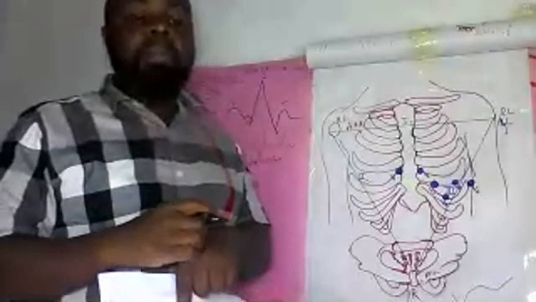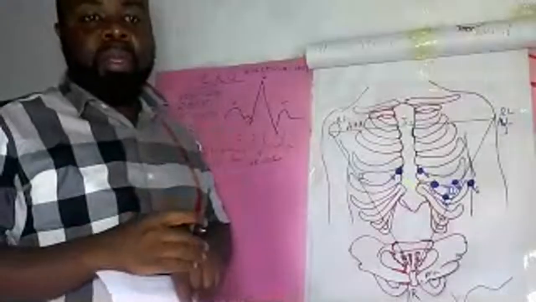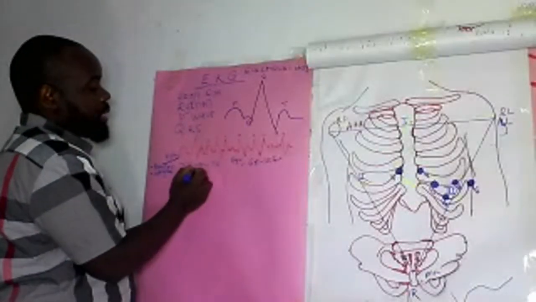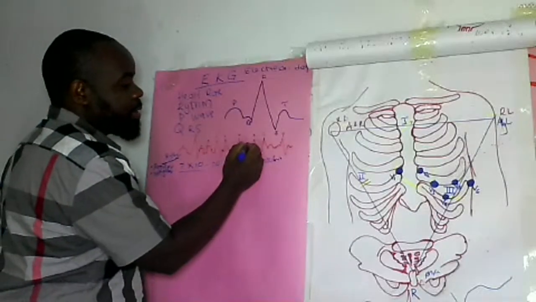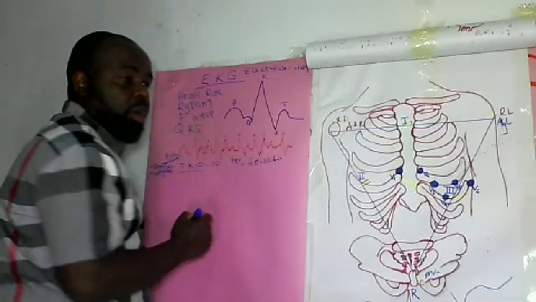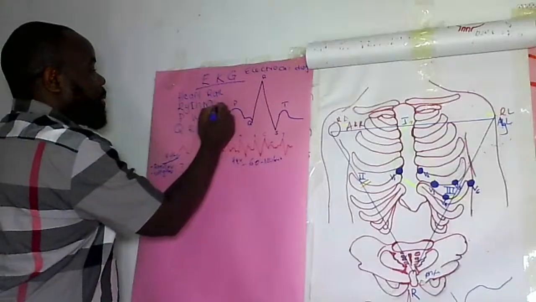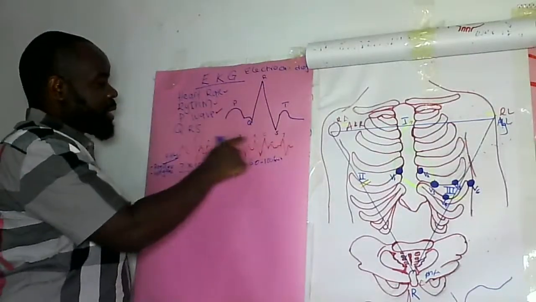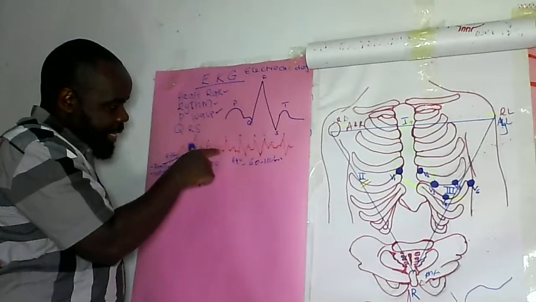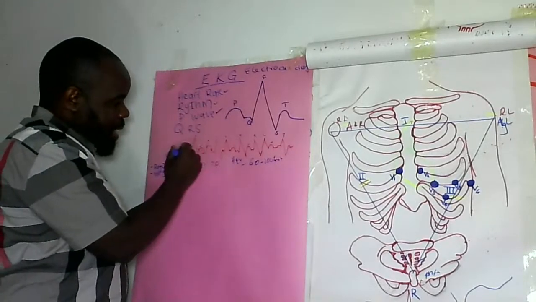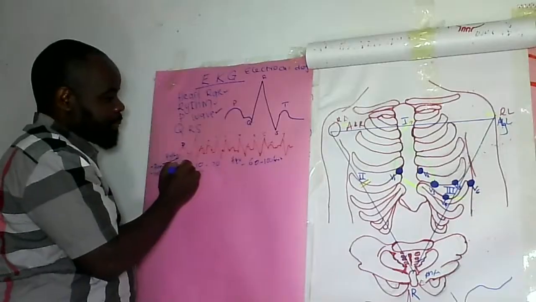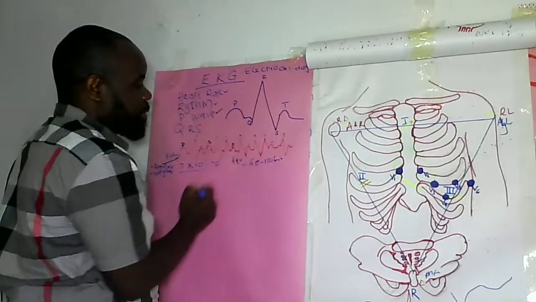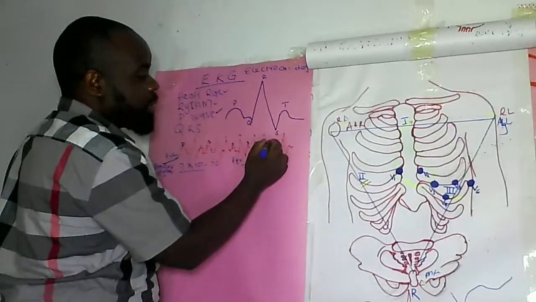And then we have the P wave. Is it present? Are they identical? You check on the P wave. The heart rate we have dealt with, the rhythm we have dealt with, and for the P wave you check: are they coming out identical? This is P, this is P, this is P wave, and this is P wave.